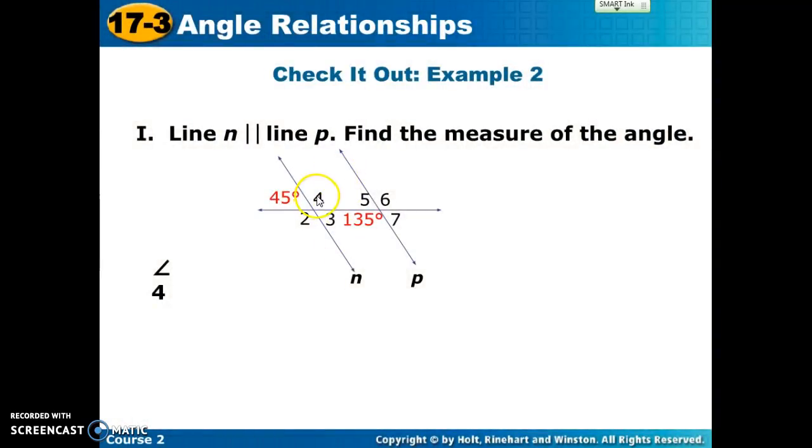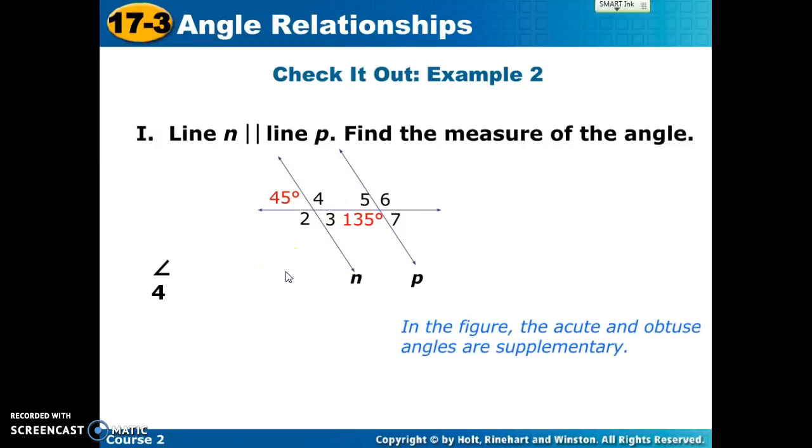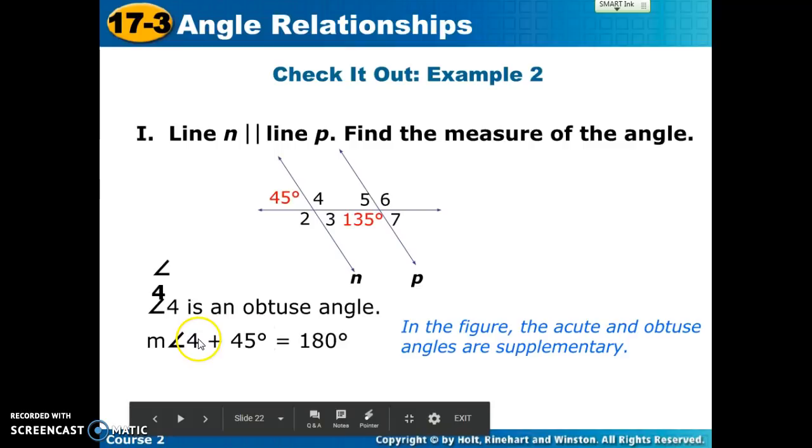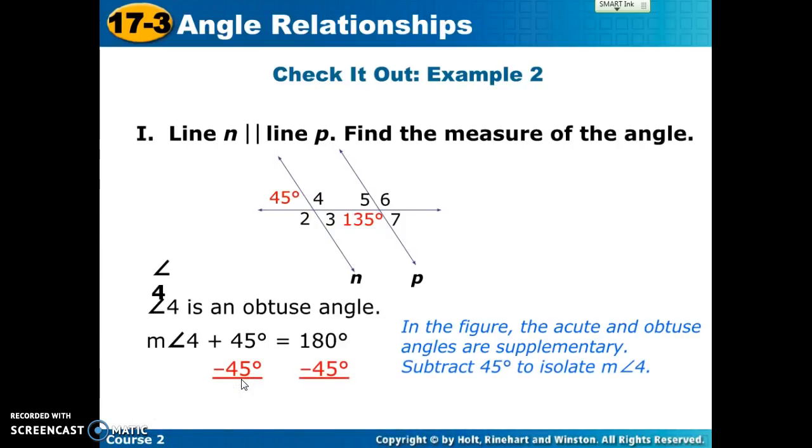Angle 4, again, we found out that angle 2 was adjacent to angle 1, and that was 135 degrees. So its vertical angle across from it is also going to be an obtuse angle at 135 degrees. So we'll take angle 4 plus the 45. We can go adjacent here, and we get 180. So it's going to equal 135 degrees.